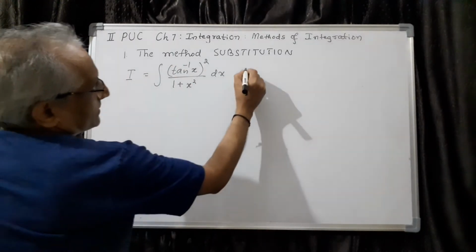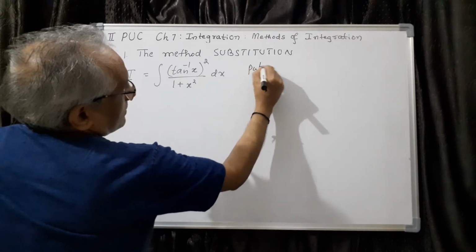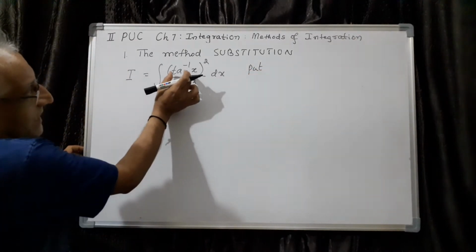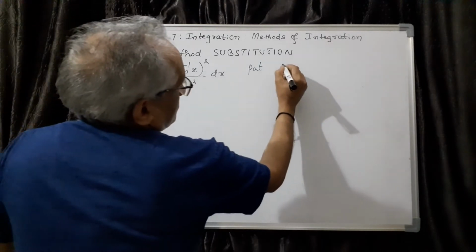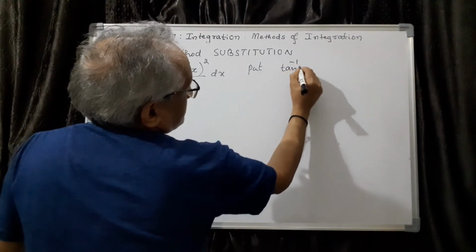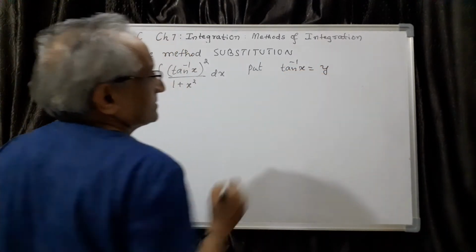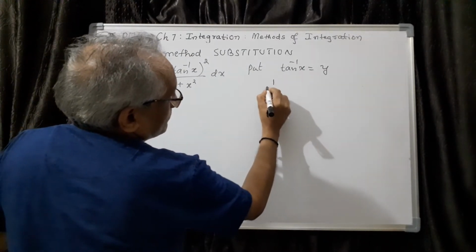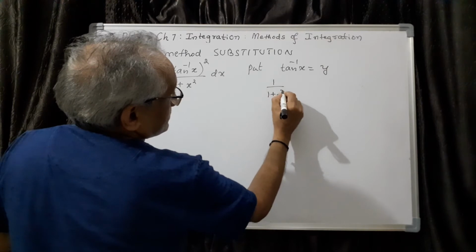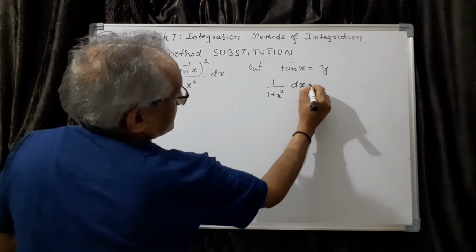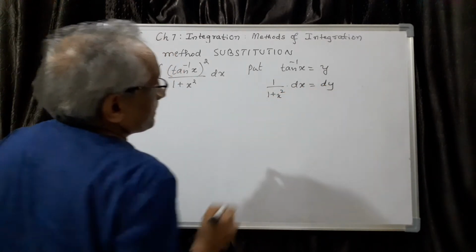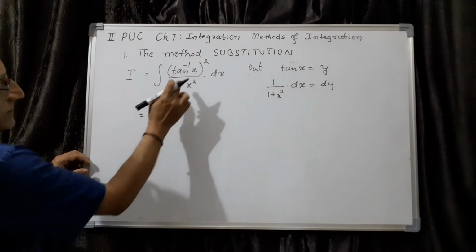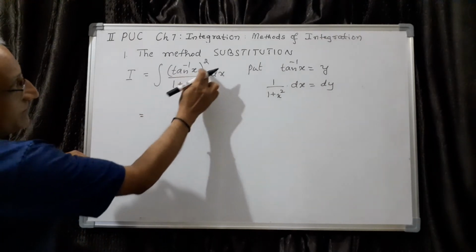Now what you have to do is put, which one you have to substitute? Tan inverse x you have to substitute. So tan inverse x equals y for substitution. When you differentiate tan inverse x, it is 1 by 1 plus x square, then of course I have to write dx here. This is dy. Now if you carefully observe here, this is our y, so it becomes y square.